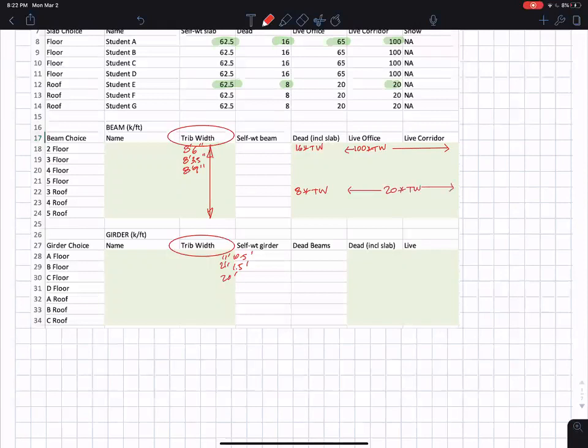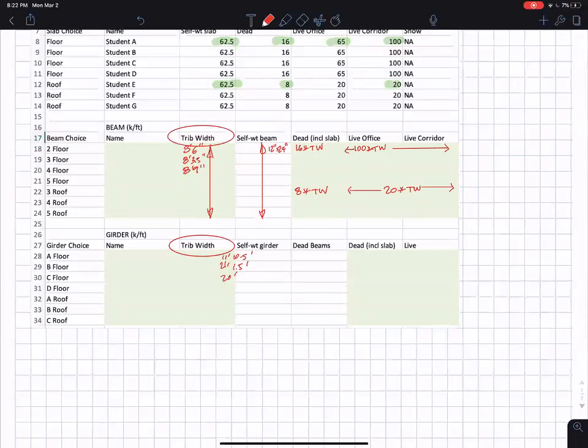Okay. On the girders, what you have to do here is estimate the size of your beams and put them in there. I've estimated these as 12 inches by 24 inches, and you need to figure out the unit weight for that and put that in there.